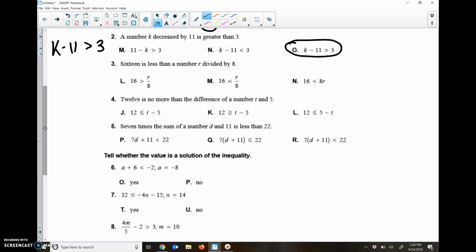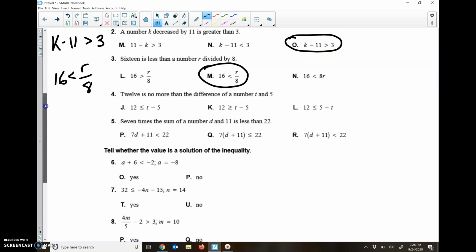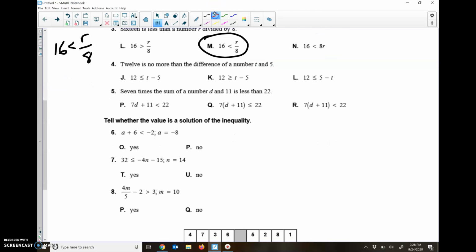16 is less than a number r divided by 8. That was nice. It just said the words, didn't do anything tricky. All right, switch colors here.